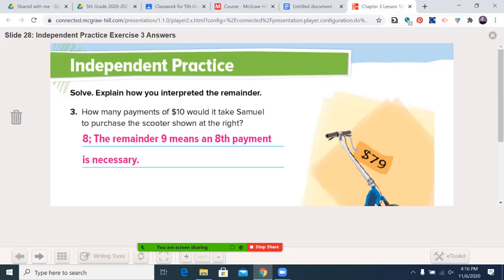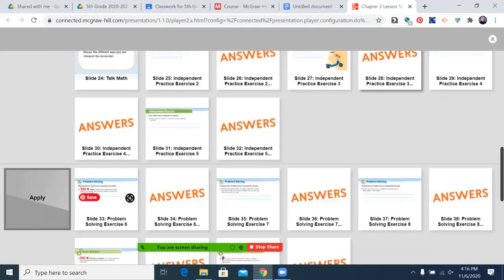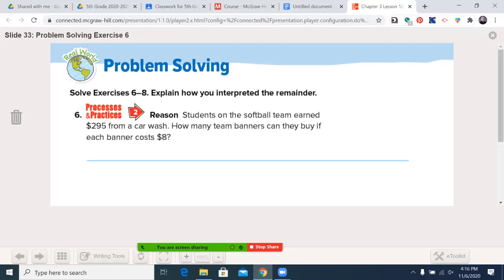And one more practice here. Let's move to number 6. Students on the softball team earned $2.95 from a car wash. How many team banners can they buy if each banner costs $8? Go ahead, pause the video. I'll see you on the other side.